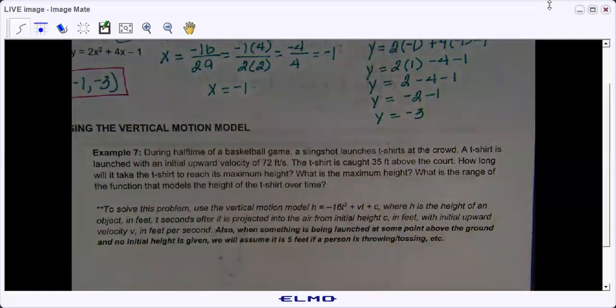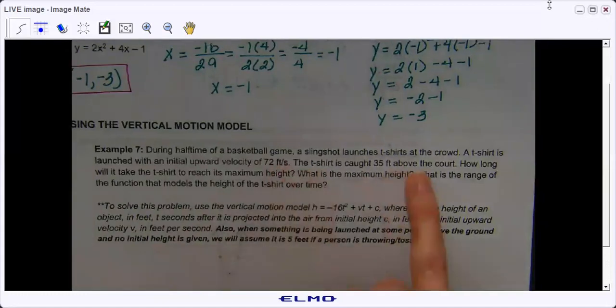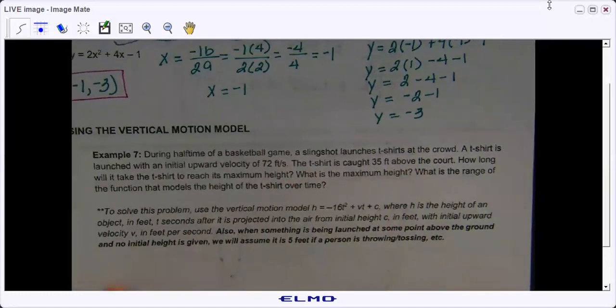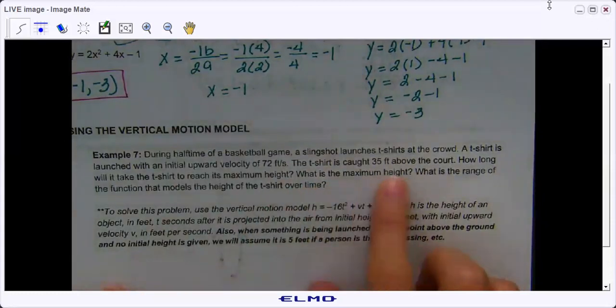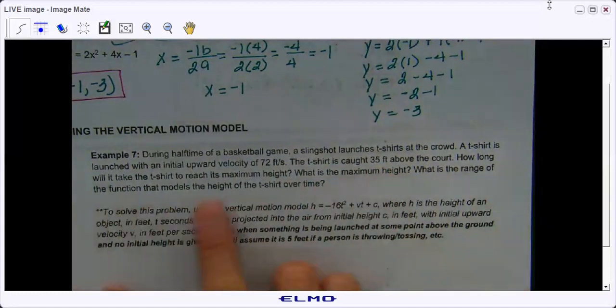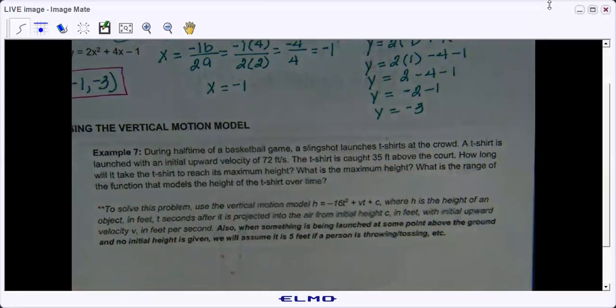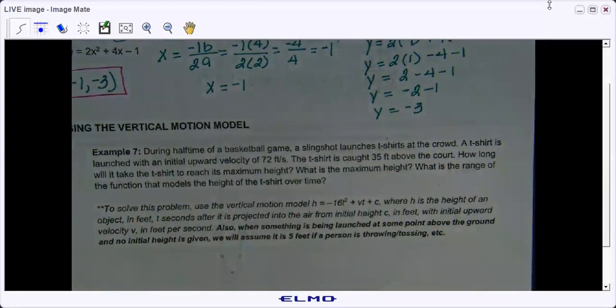So it's caught 35 feet up in the air. So that's our maximum height. But it's not asking for the maximum height. That's what they give us. They want to know how long it takes, when it goes 72 feet per second, to get to 35 feet. And then what is the maximum height? We know that. What is the range of the function that models the height of the t-shirt over time? Okay, so we know the scenario, right? They're launching t-shirts in the air to the crowd, kind of like how we do with our pep rallies, and they launch candy up in the crowd and we catch it, or whatever, they toss it over.